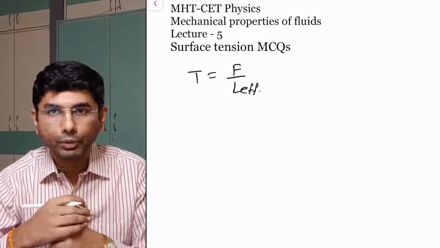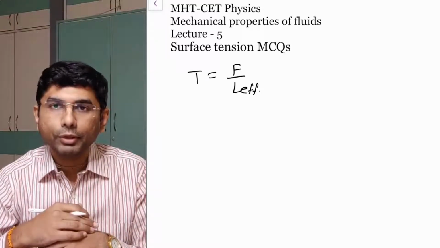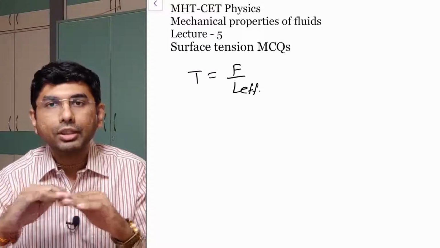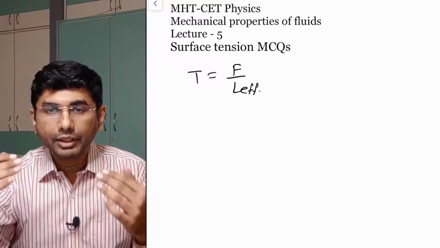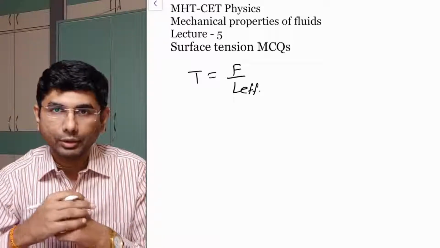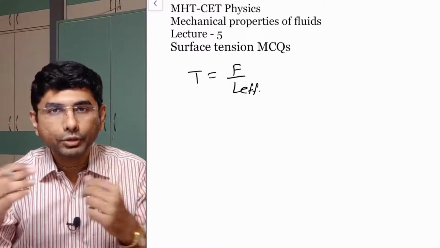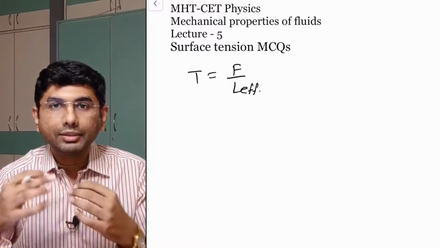Now this is one formula. Then there is another formula. We have seen that the molecules on the surface of a liquid have some potential energy. They have maximum potential energy at the surface and they want to reduce that energy. That's why there is surface tension.